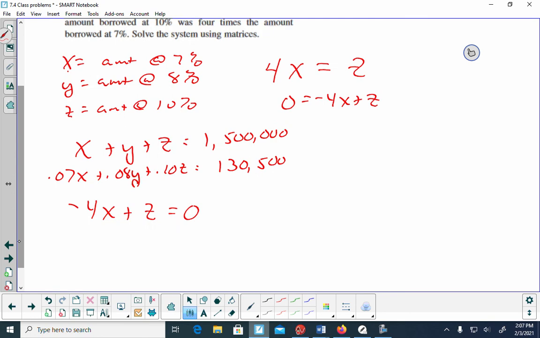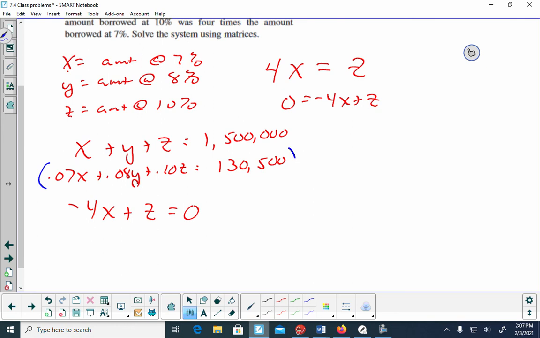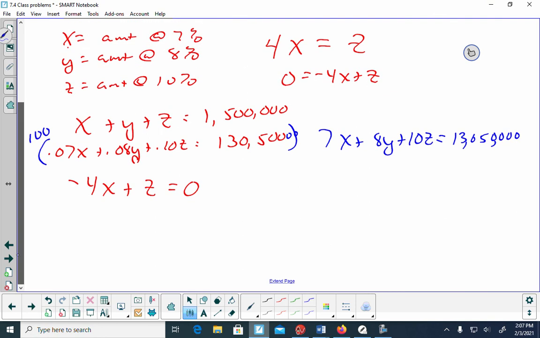What really bothered me is I don't really want to multiply by 0.07 and 0.08. So what I decided to do is I multiplied all these by 100. Because if I multiply them by 100, I'm going to have 7x plus 8y plus 10z. I'm multiplying by 100, so I'm adding 2 zeros. I thought that was easier than multiplying by decimals. If you kept the decimals, that's fine.